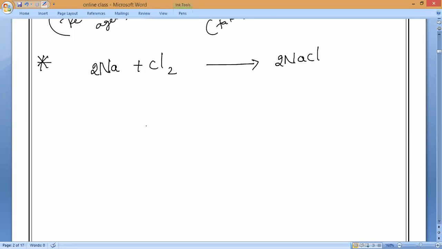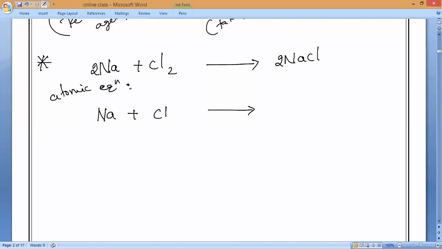Now, so you write this equation in the form of ions. What will happen? Tell me. In the form of ions. In class 9th also I taught you. So now if we take sodium, sodium will react with the chlorine. So sodium is donating or receiving electrons. This is what we can call the atomic equation. So we'll write in the form of atomic equation so that you can understand.